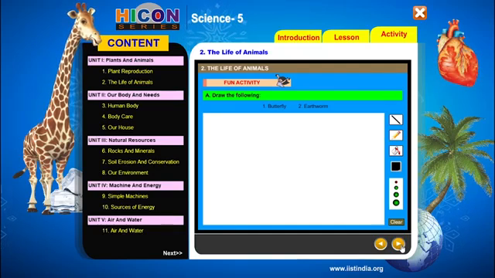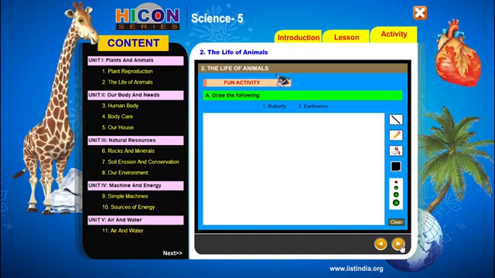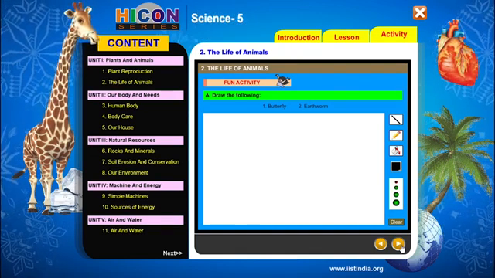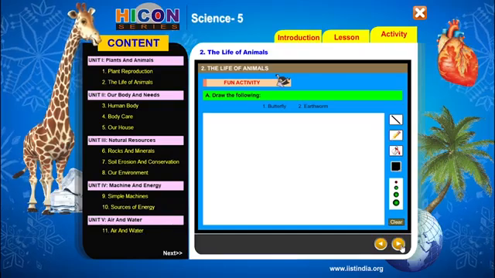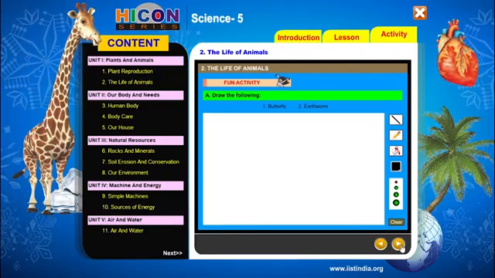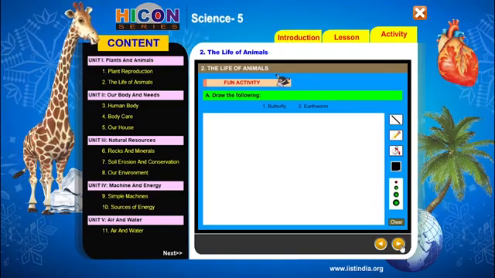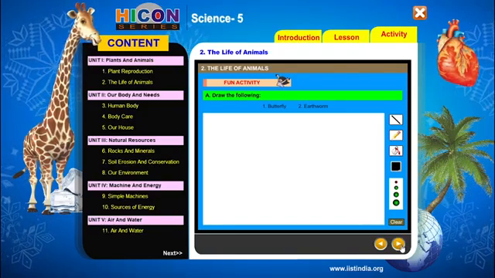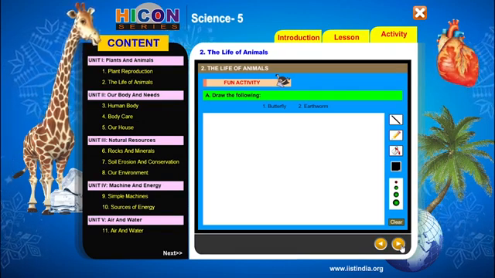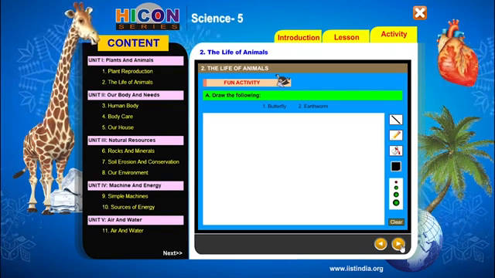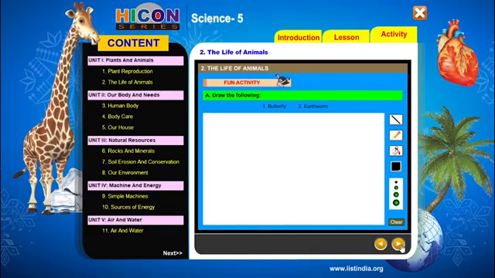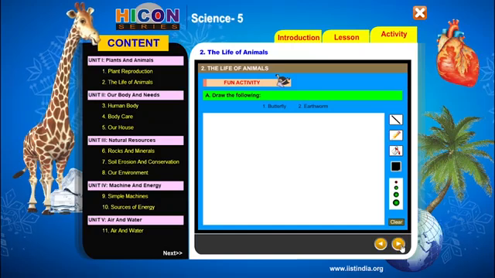Draw the following. So children, this is a fun activity. There are two animals given. Now we have to draw their figures. One is a butterfly and the second one is an earthworm. So children, practice the diagrams of butterfly and earthworm. The diagrams are given in your PDF. So see the PDF and draw the diagrams of butterfly and earthworm in your notebook.